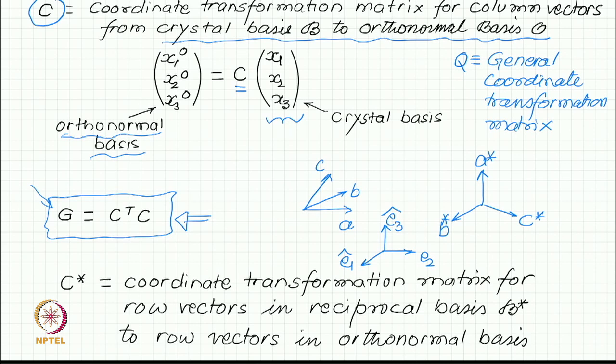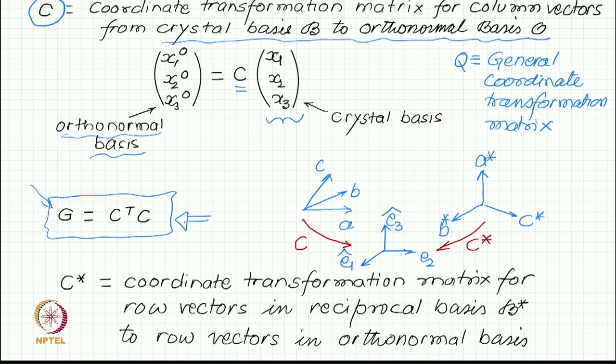So, what we are doing is setting up a matrix which takes us from the crystal basis to an orthonormal basis, which is being called C, and the corresponding reciprocal basis is taken to the same orthonormal basis.